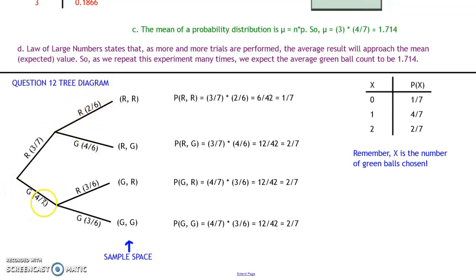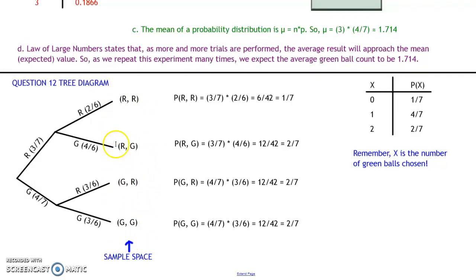If I were to pick a green first, however, 4 out of 7, now there's only 3 greens and 6 balls. There's still 3 reds. So the difference between this branch and this branch is that we've picked a red out first on this path, and we haven't picked a red out here on this path. Incidentally, this arrangement is called the sample space, all the possible outcomes.